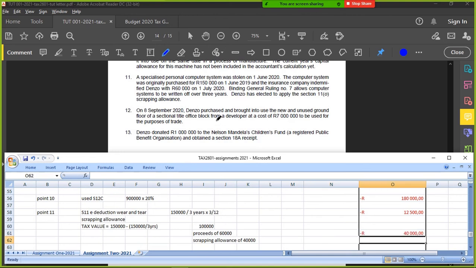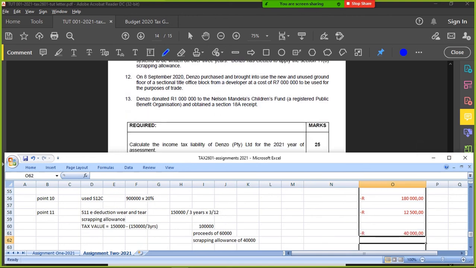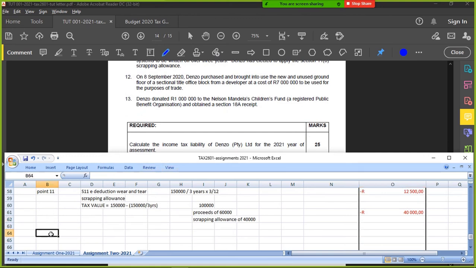Make sense? Yes. All right, number 12. On 8 September, Denza purchased and brought into use a new and unused ground floor of a sectional title office block from a developer at a cost of 7 million, to be used for the purpose of a trade. Okay. This is a building allowance.